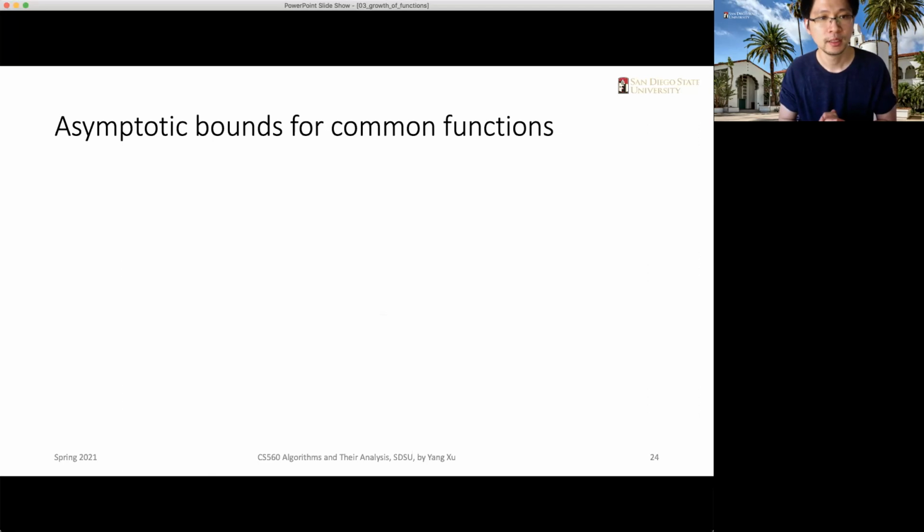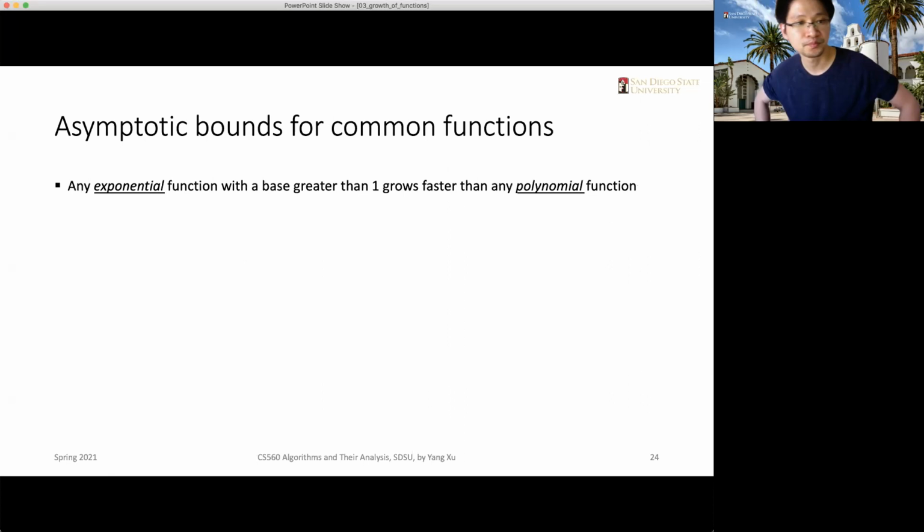All right, so lastly, let's look at some common functions. I think these will be more useful if we know about the asymptotic bounds for some common functions. So first of all, two types of functions that we're going to use quite often in this class. First, the exponential function.